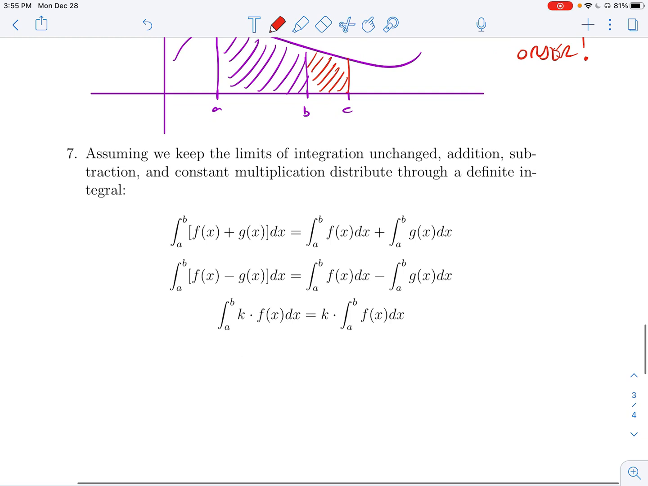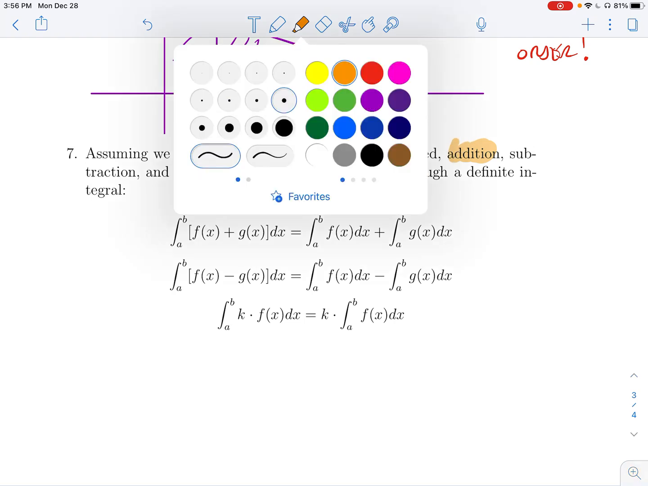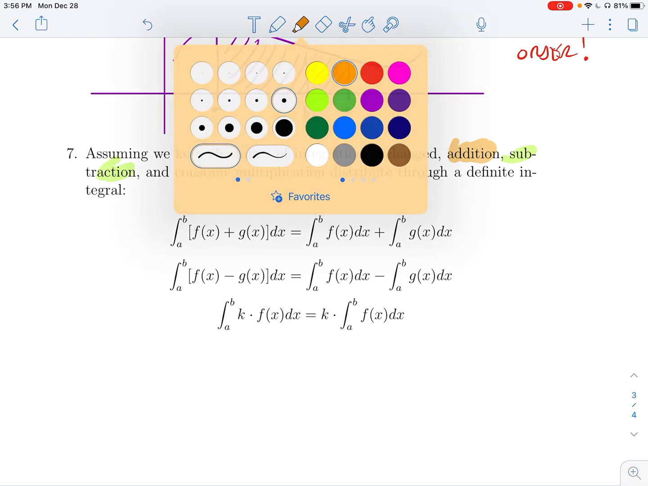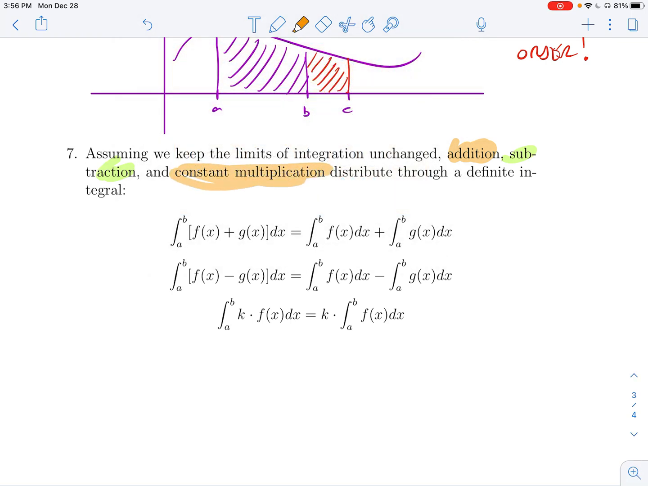And also, assuming we keep the limits of integration unchanged, a lot of things work out nicely. Addition, subtraction, and constant multiplication are just sort of along for the ride and they don't make anything harder. So if I have two functions added together, the definite integral is the definite integral of the first plus the definite integral of the second. Same with subtraction. And if I have some constant multiple, I can bring it outside. This is not a product rule. This is just when we're multiplying by a constant.